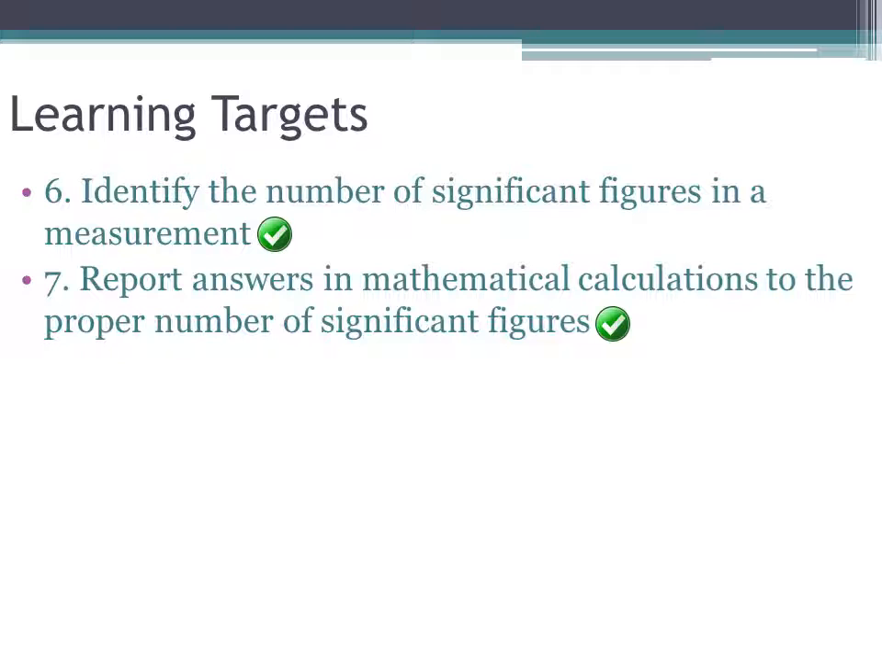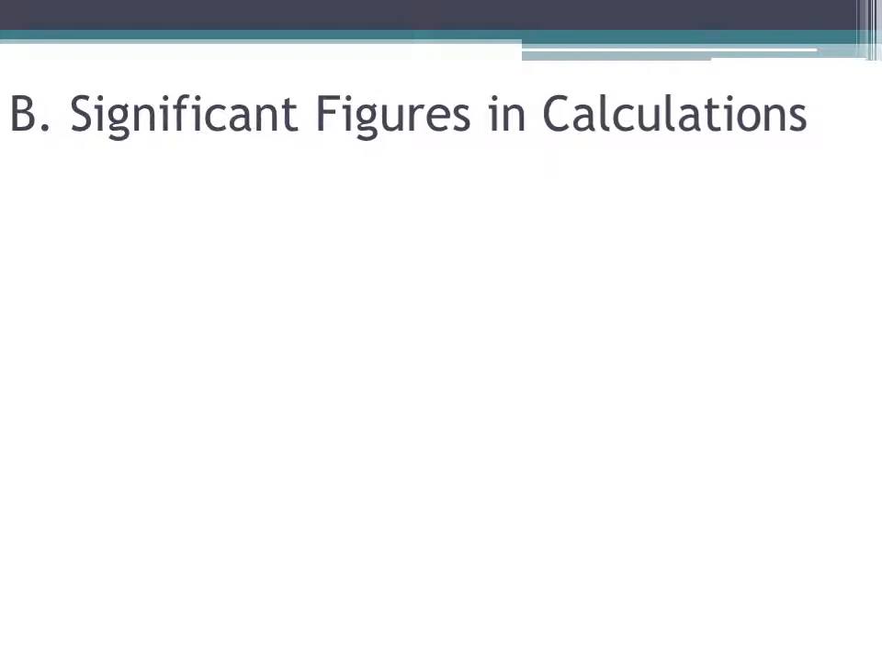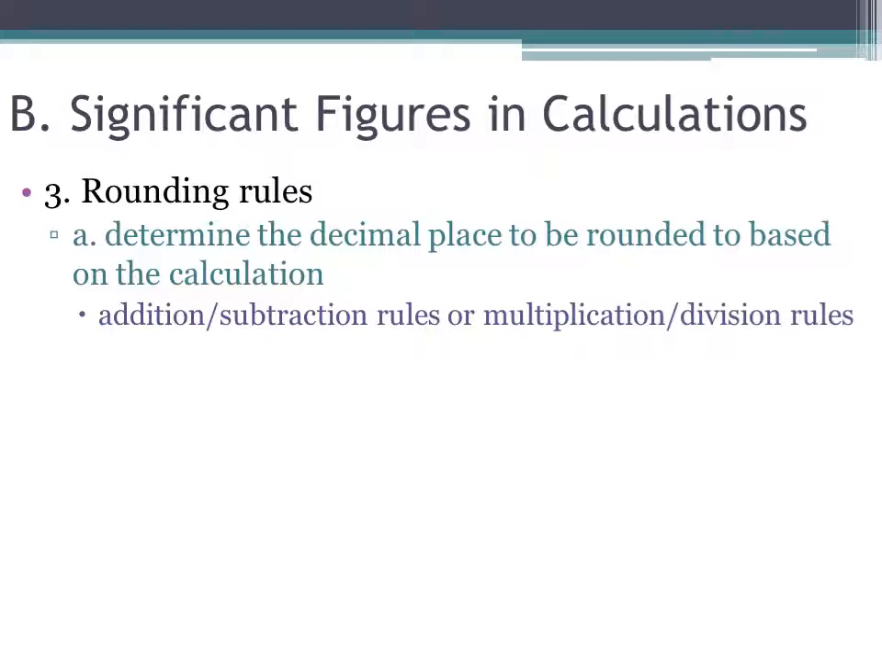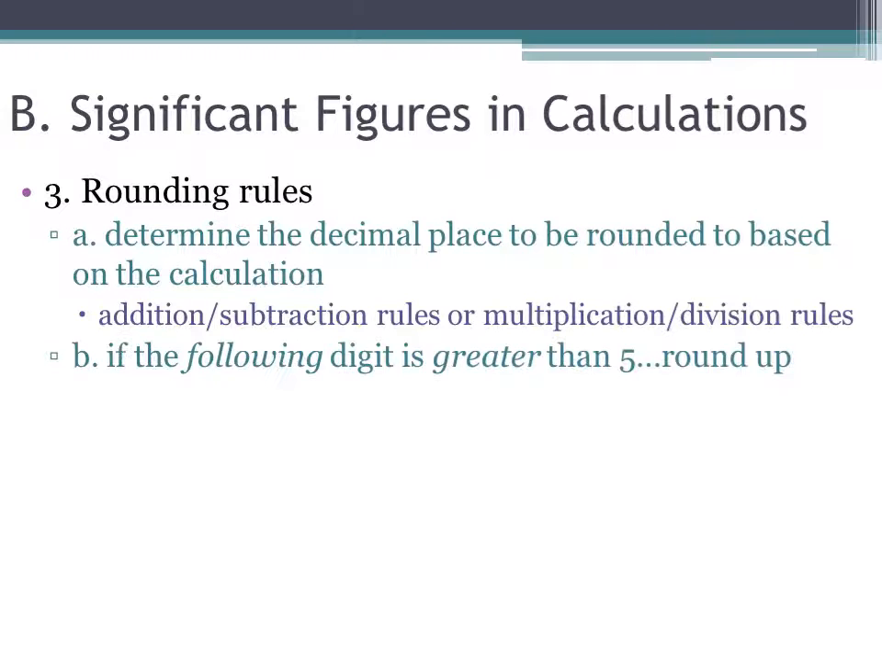Now, one more thing to consider here that's not really a learning target, but we do need to be able to do it correctly: rounding. And this is something you've been doing since elementary school, so I know we're pretty familiar with it, but just to review, and actually there is one thing that you're going to learn here that you have never seen in the past. So to round, we need to determine the decimal place to be rounded to based on the calculation, addition, subtraction, or multiplication, division. Know what your rule is, so find that right place to round to.